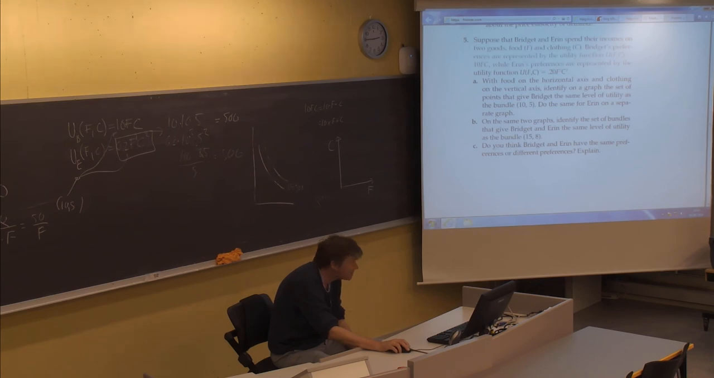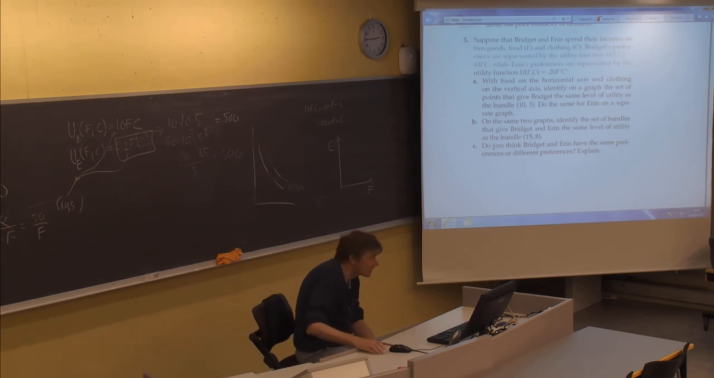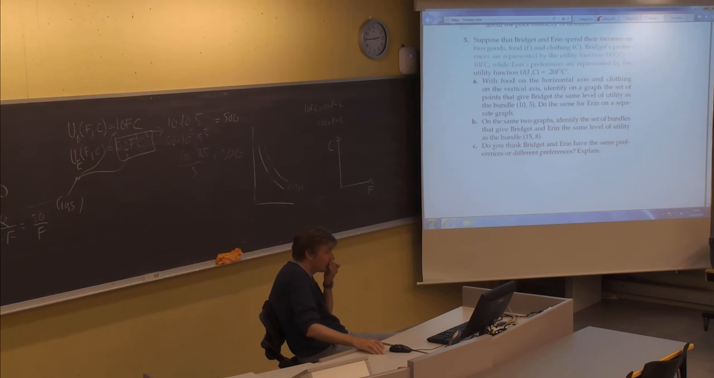And then it finally says in the end here, do you think Bridget and Erin have the same preferences or different preferences? Explain, okay? What we have seen here is that the indifference curves are equal. We have found that mathematically. That should mean that the preferences are equal, shouldn't it? Because an indifference curve defines preference for a consumer. So this should lead us to start thinking here. It may be that there are a lot of different utility functions which actually mean the same. They have the same meaning.